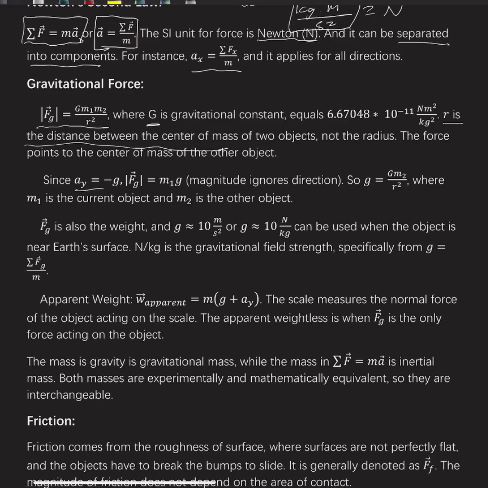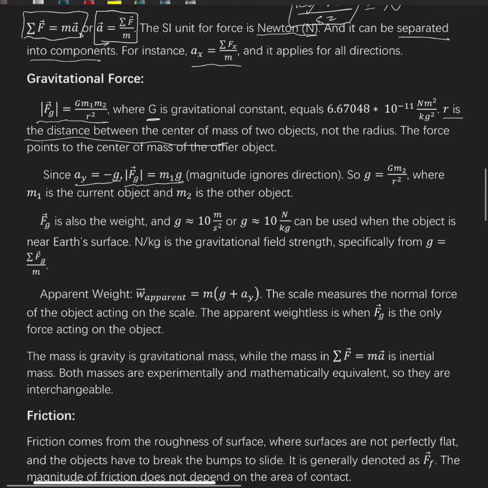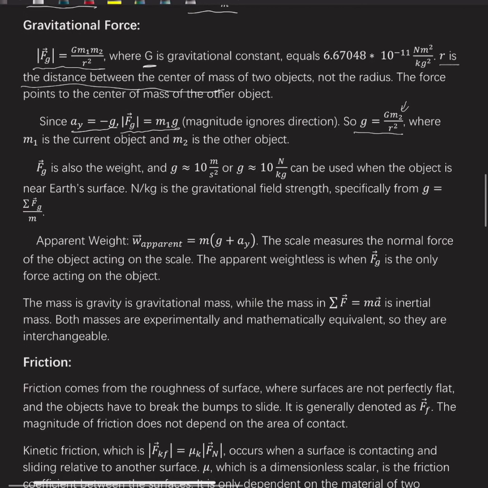Recall that acceleration in the y direction is equal to negative g, then the magnitude of the gravitational force is m1 g. The magnitude ignores the direction, so g is equal to big G times m2, which is the mass of the planet, where m1 is the current object and m2 is the other object. Usually m2 is the planet. Fg is also the weight, and g is approximately equal to 10 meters per second squared, which you can use on the AP exam. Or there's a special unit, Newton over kilogram.